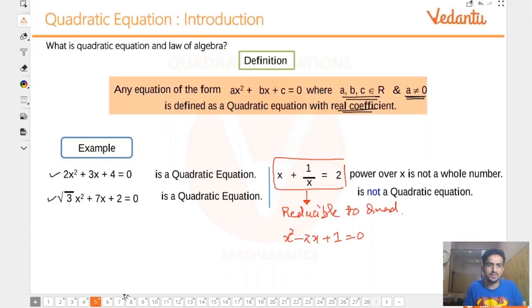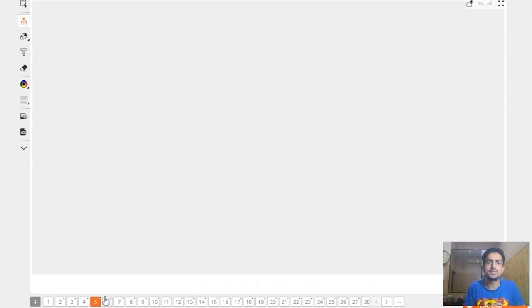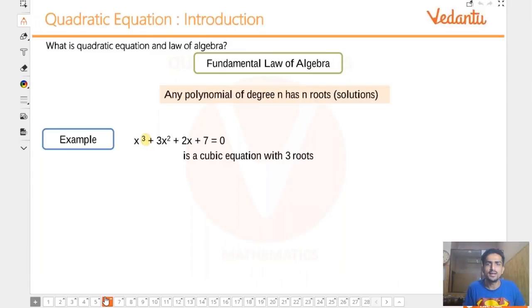Guys, again, this is very basic. I'm not expecting any doubt here. Then, fundamental law of algebra. This is a statement which you have to accept without proof. Any polynomial of degree n has n roots. For example, this is a 3-degree equation. It will have 3 roots.